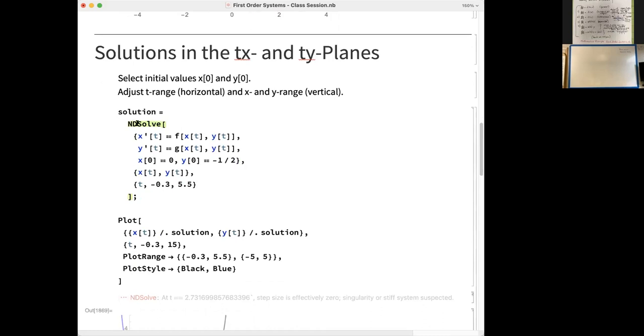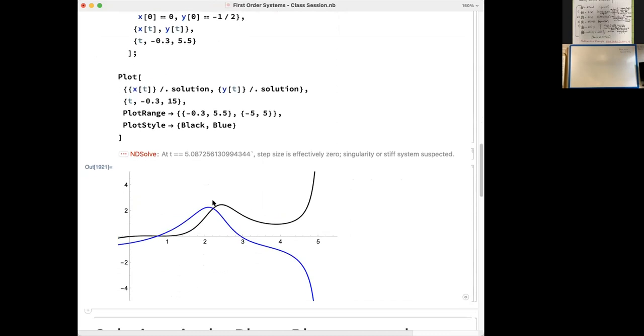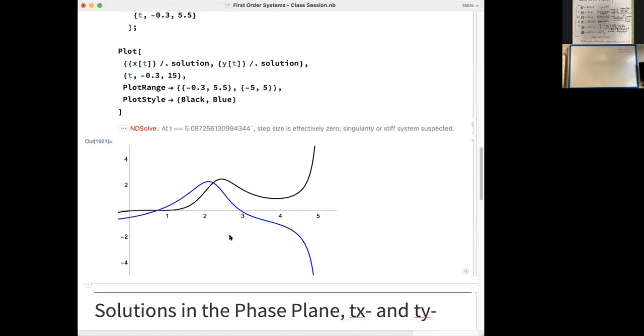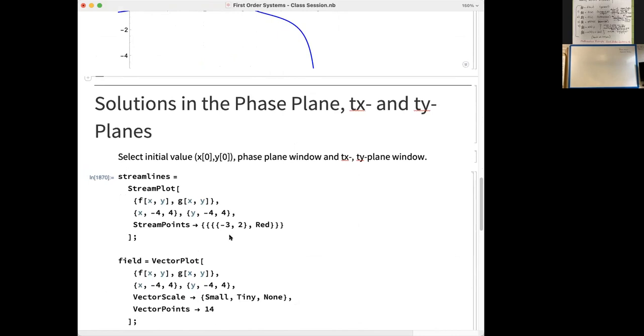After I do that numerical solution, remember it's called solution, I assign it to the x and y coordinates, and I plot like this. There is the x and y motion of that crazy curve that tucked vertical. Now, if you want, I can put them side by side.